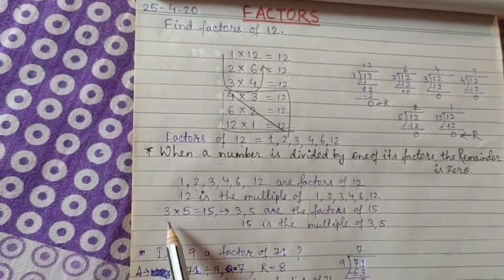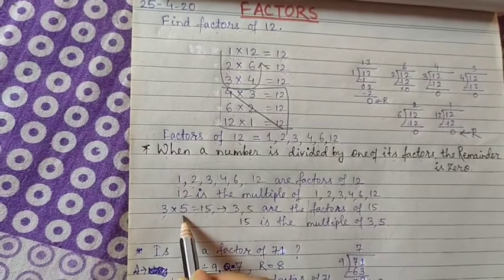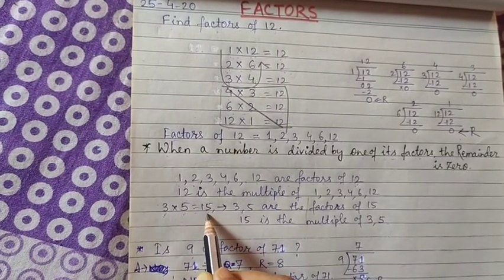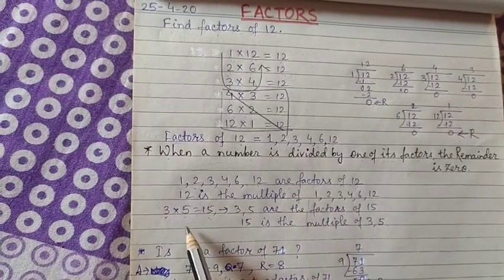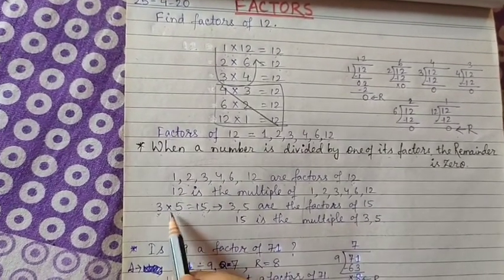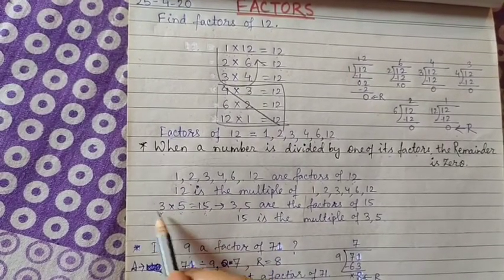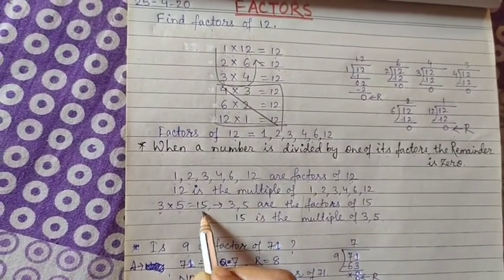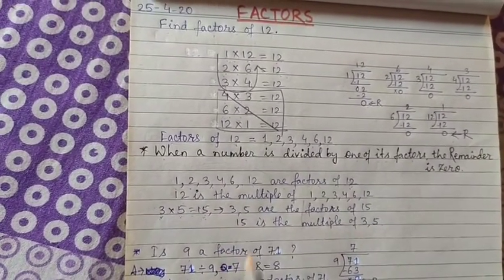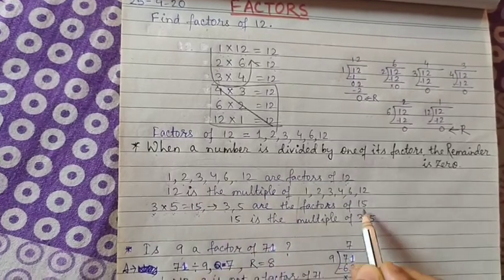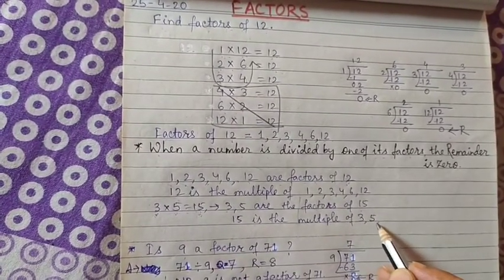Another example, suppose 3 into 5 is 15. So in table of 3 and 5, 15 comes. So 15 is the multiple of 3 and 5, which we have already discussed in the previous topic. Now 3 and 5 are the factors of 15. Means ये छोटे नंबर जो हैं वो इस बड़े नंबर के factors होंगे और वो बड़ा नंबर जो है ये छोटे numbers का multiple होगा. So 3 and 5 are factors of 15 and 15 is the multiple of 3 and 5.